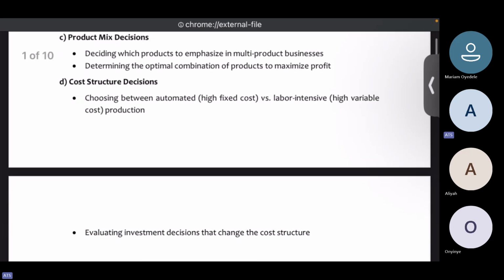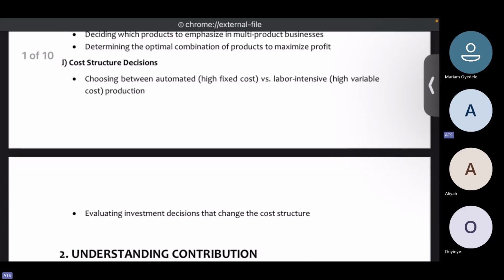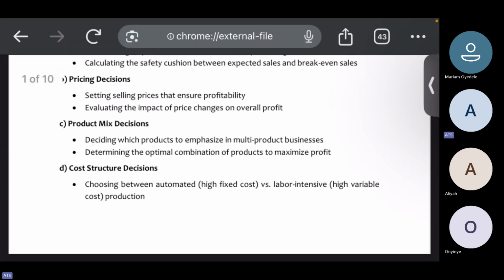Then it helps in choosing between a high fixed cost or a labor intensive, variable cost type of production, right? And it helps you to evaluate investment decisions that change the cost structure.